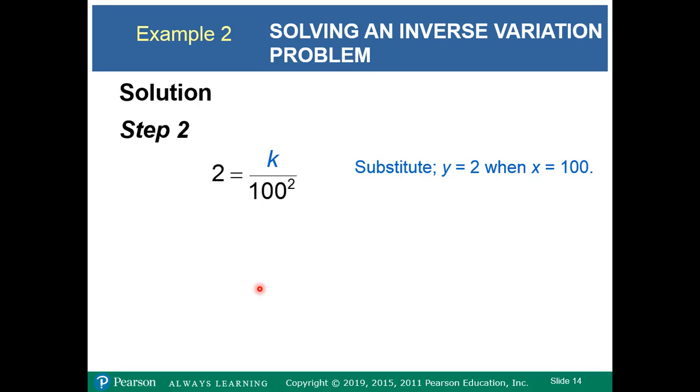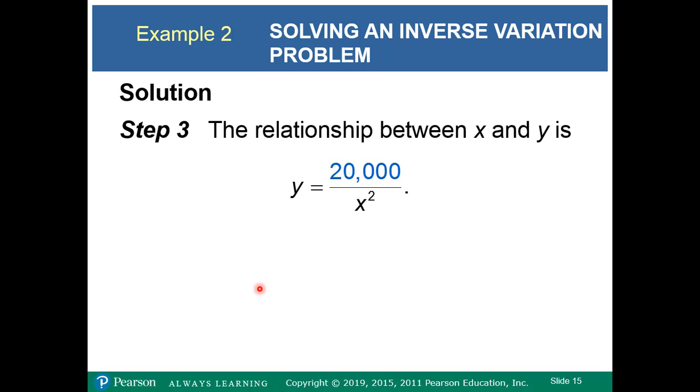And so now what do we do? Solve for K. And so we find that K is 20,000 in this case. Okay, so now what do they want? They want to know what the cost is, right?